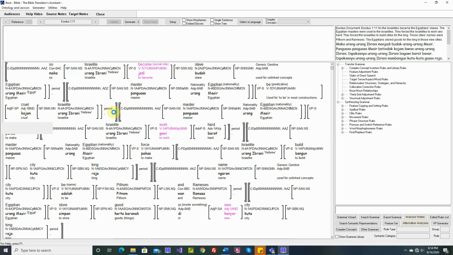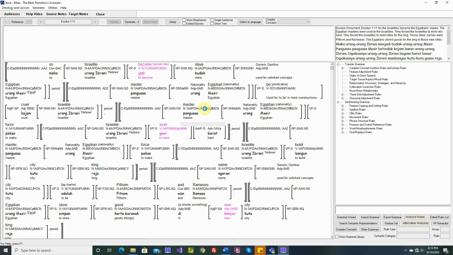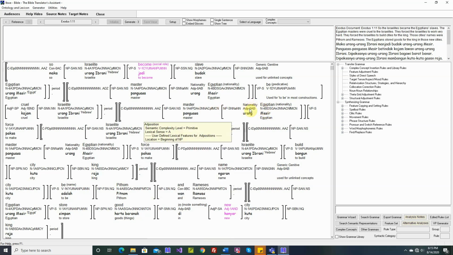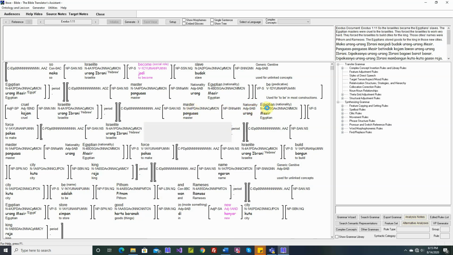For example here, the Egyptian masters were cruel. So here, this adjective phrase is being used predicatively, so it's at the proposition level rather than embedded in a noun phrase. This one, in fact, has a noun phrase embedded inside this adjective phrase. Sometimes nouns modify other nouns, and when they do, there's always an adposition indicating the relationship. For example here, master, nationality, Egyptian. So this concept Egyptian is only used for nationality. This doesn't refer to an Egyptian person.